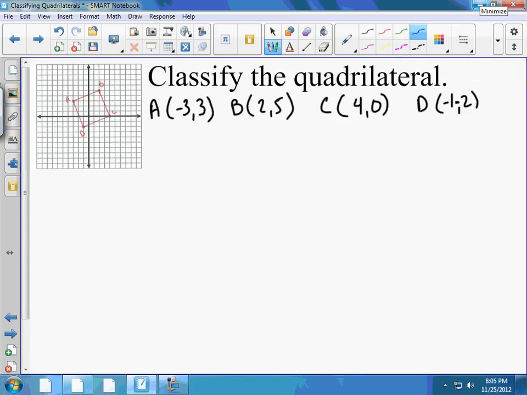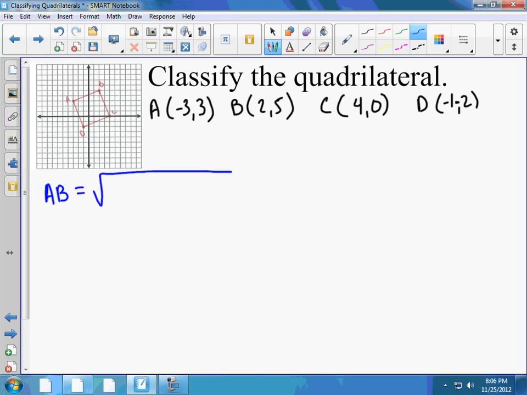Right, so we're going to go over classifying quadrilaterals in a coordinate plane. First step, always draw a picture of the quadrilateral and plot the points. Here, they've already given it to us. So we go to step 2. We've got to use the distance formula to find out what the lengths of the sides are. So let's figure out the distance of side AB.